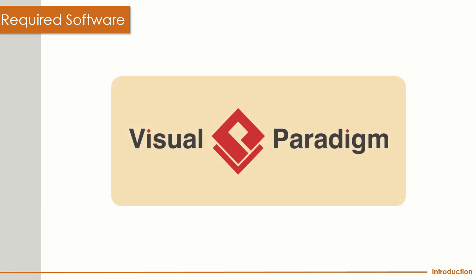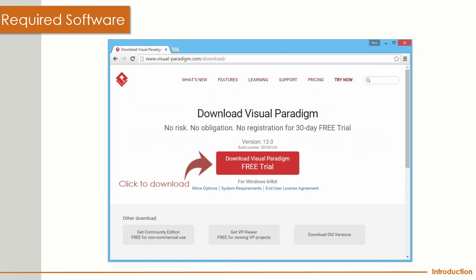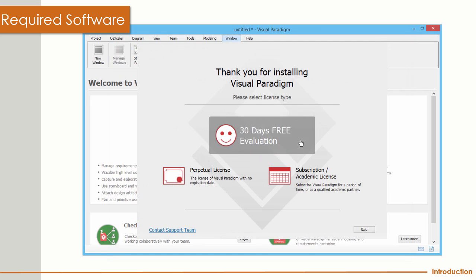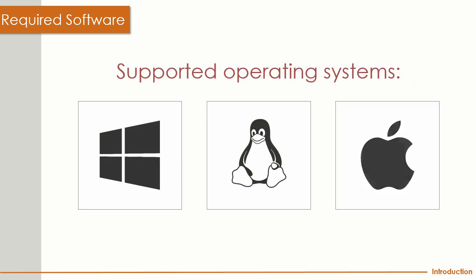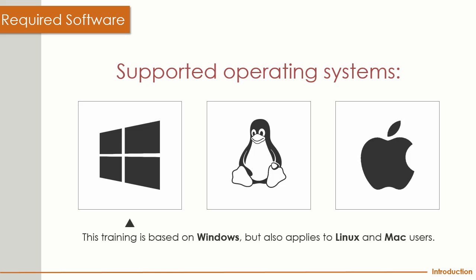And in this training course, we need the following software. We need Visual Paradigm, and you can easily get a 30 day free evaluation. So you just go to www.visual-paradigm.com/download to get the software. And when you run Visual Paradigm, you just need to select evaluate. Visual Paradigm supports Windows, Linux, and OS X. This training will be based on Windows, but almost the same steps can apply to Linux and Macintosh OS X users.